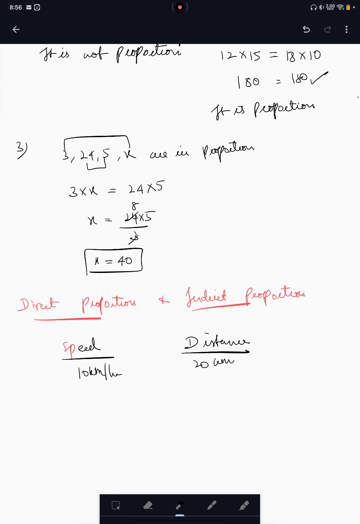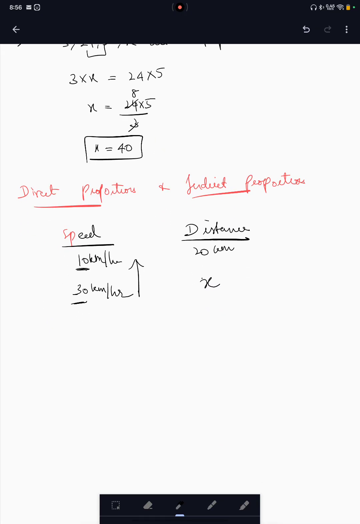Now if it is 30 km per hour, the speed has increased from 10 to 30. And how will the distance be, guys? Whether it is increased or decreased, think and let me know. For 10 km per hour speed, the distance covered is 20 km. If the speed is 30 km per hour, the distance covered is more, right?